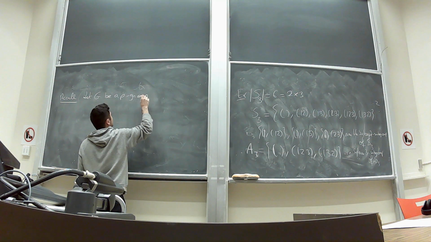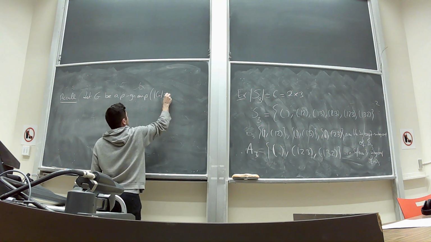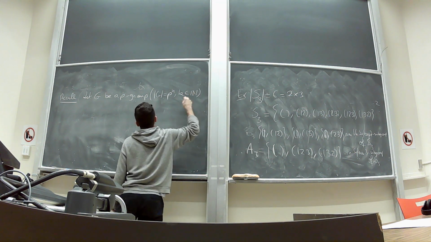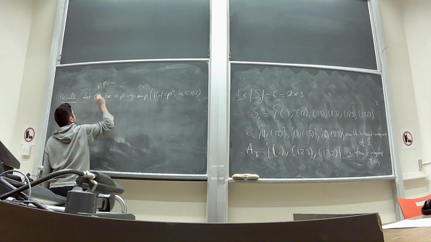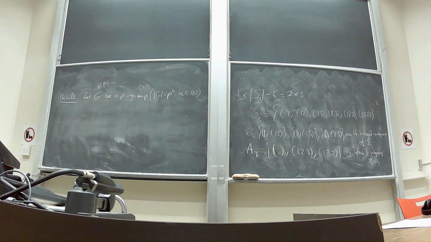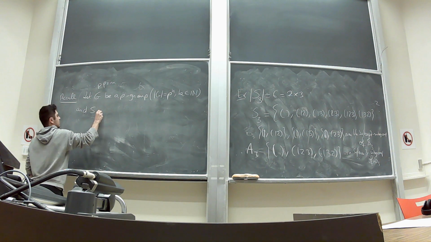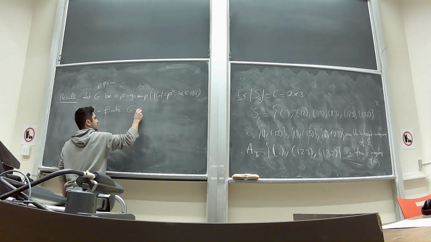Let G be a p-group. So G has order p to the k for some k in N. Of course, p is a prime number. Goes without saying, p prime. Let G be a p-group, p prime, and S a finite G-set.